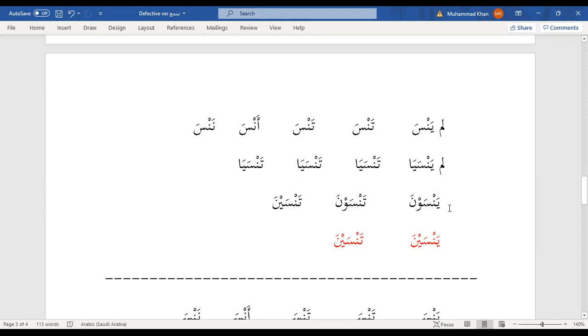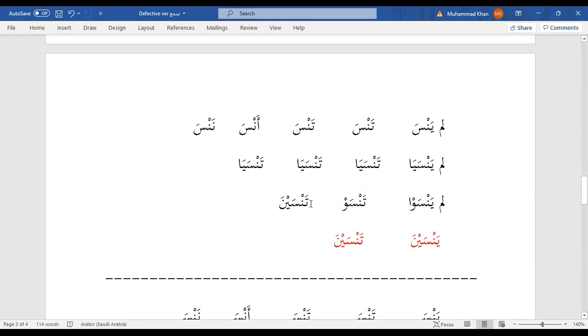And then we talk about the plural. We know 2 changes will take place. Number 1, the noon gets dropped. Excellent. And it will be replaced by sakin alif. We will place alif over there just to indicate that noon has been dropped. And this is only for the plural for masculine and feminine. So it becomes lam yansau, and this one becomes lam tansau.